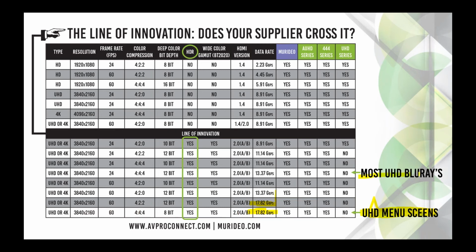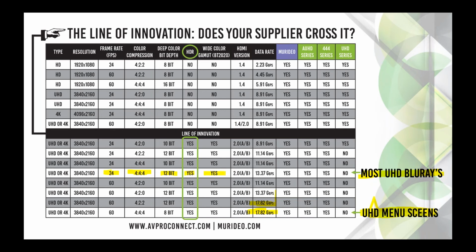Most of your Blu-rays are outputting 4K 24 frames, 444, your chroma subsampling. 444 is full, that's like RGB, 12-bit, HDR, and wide color gamut.